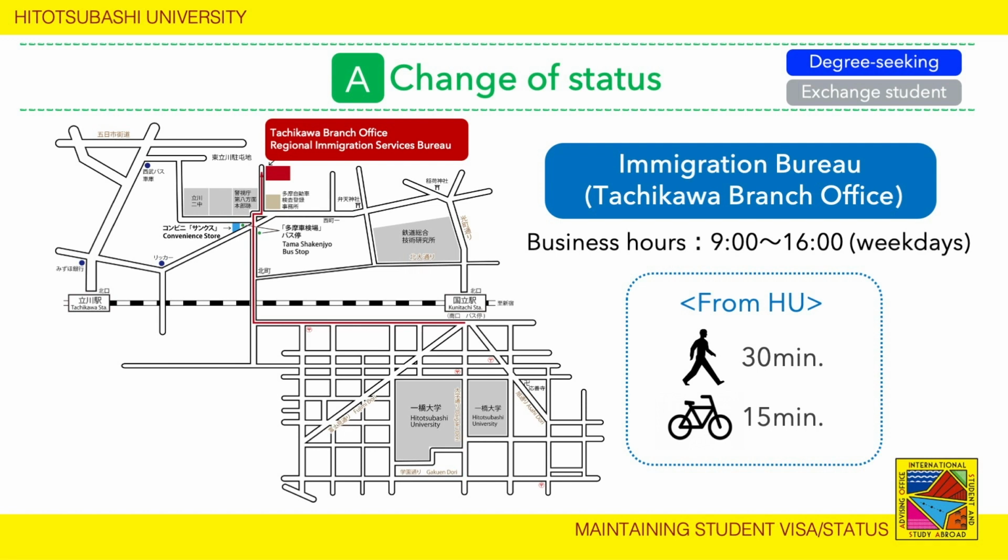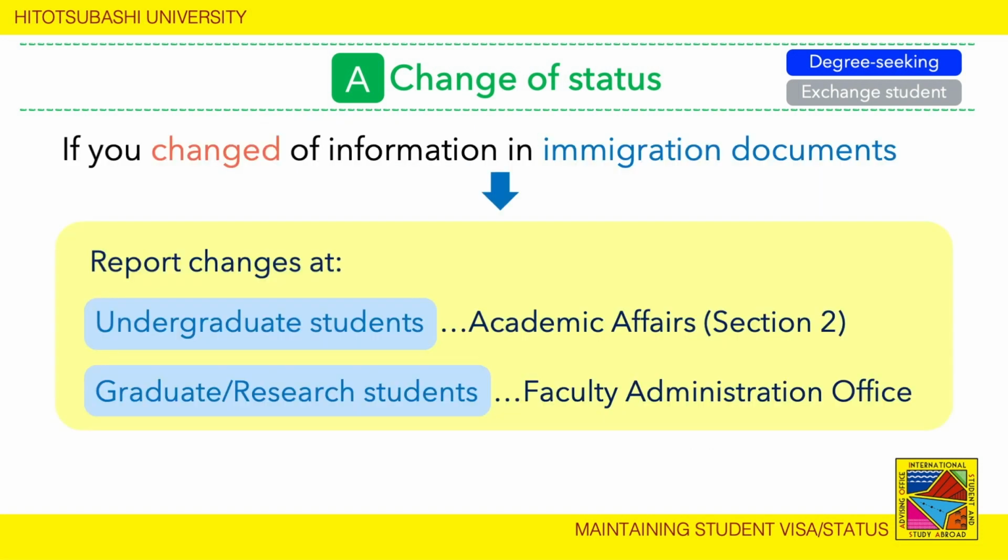If your home is the Kunitachi campus, you're lucky because the immigration office is rather close, only about 30 minutes on foot or 15 minutes by bike. And so, make sure you have an appointment or call them in advance and then visit the office to get your paperwork processed. Once your status is changed, your change of status needs to be notified, if you're an undergrad student, to the Academic Affairs second section. And if you're a graduate or research student, please report the change at your faculty administration office.